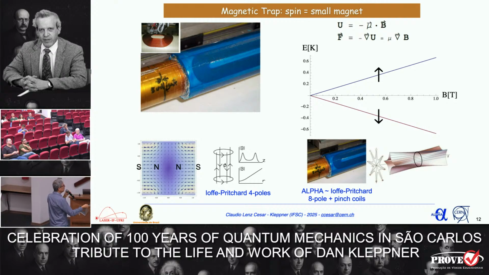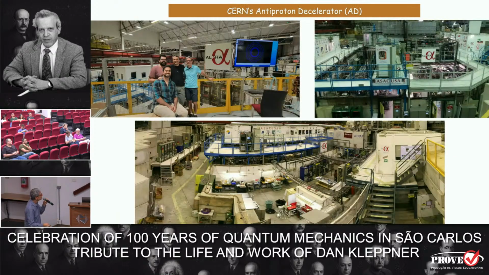Now in ALPHA, we use a kind of Yaffe-Pritchard, but instead of a quadrupole, we use an octupole here. And the reason is we have to manipulate plasmas of electrons, of positrons, of antiprotons, and in the Yaffe-Pritchard trap, the quadrupole field is going to bring these particles out to the wall, and they affect the Penning trap. So that's why in the center, we have to keep this radial field almost zero. So that's why we go for an octupole.